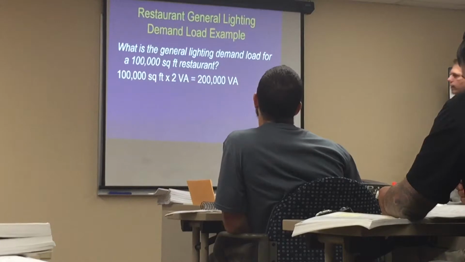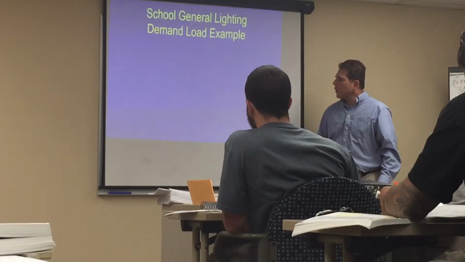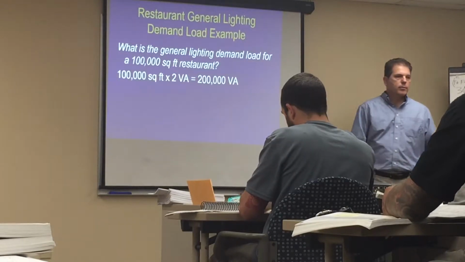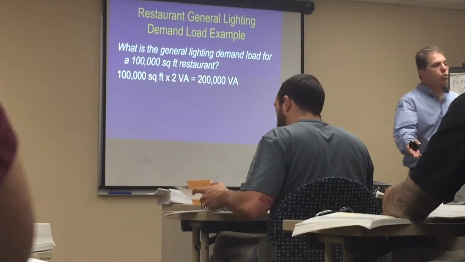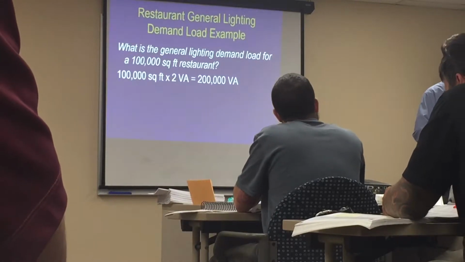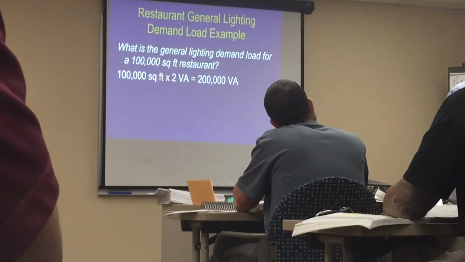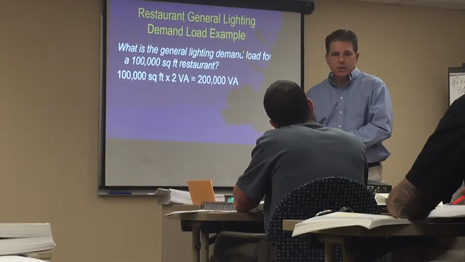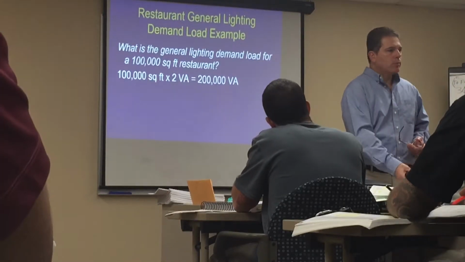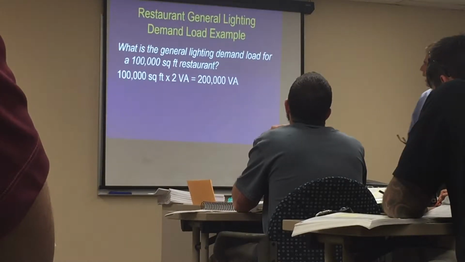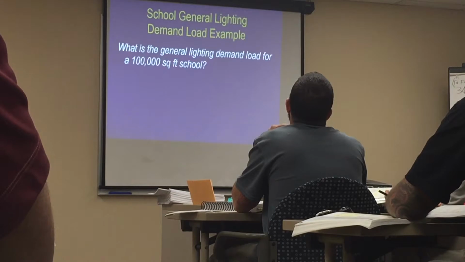Okay, so the restaurant is 2 volt-amps per square foot. Is there a demand for the restaurant? No. Go to 220.42, there's no demand for a restaurant. Always look at, when they ask you to calculate a load, is there a demand for this load? Sometimes there is, sometimes there's not. The tables will tell you whether there is or there is not. And there is not for a restaurant.